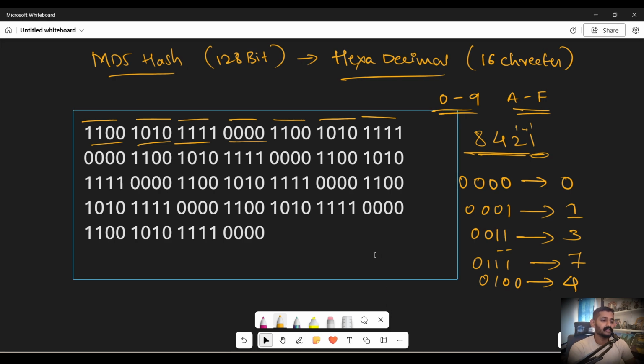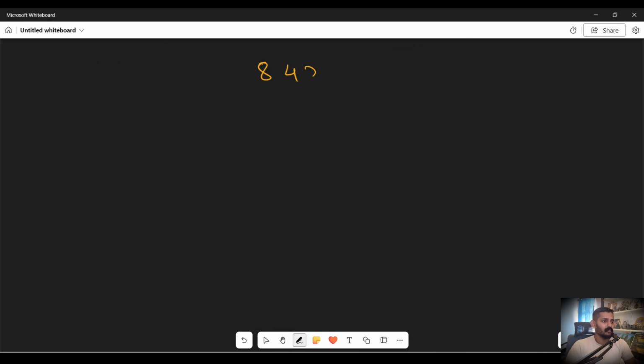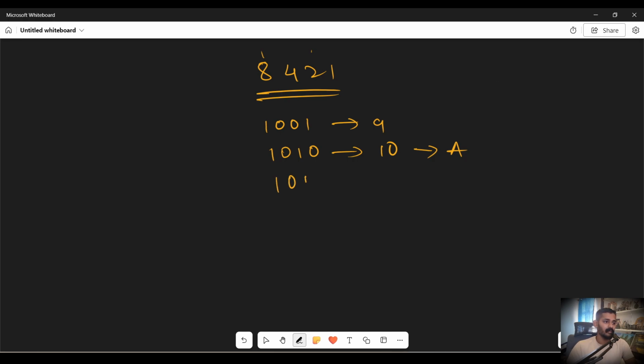What if it reaches 9? With 8421, 1001 becomes 9. But when it becomes 1010, if you add 8 and 2 it becomes 10. But 10 is not there in hexadecimal, so it will be converted into A. If 11 comes, it becomes B. In the same way, at some point it reaches 1111, which becomes 15, and 15 becomes F. At F it stops.